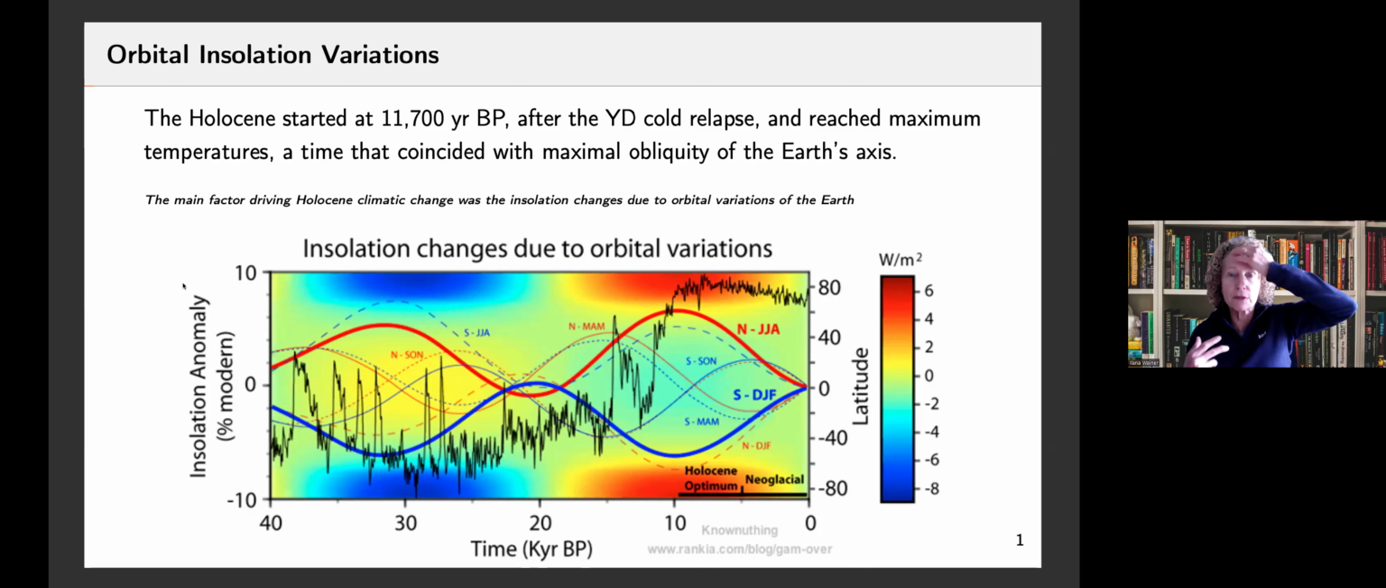at the time that coincided with the maximal obliquity of the Earth's axis. What does that mean? It means that orbital changes made the northern hemisphere receive more insolation than the southern hemisphere. And we can see on this plot a temperature graph, which is the black line. I don't know if you can see my mouse, but this is a temperature record. And then we can see the orbital variations and the energy associated with the more insolation in the northern hemisphere. So basically, that's the main factor that drives the Holocene climate change, which makes it very interesting.